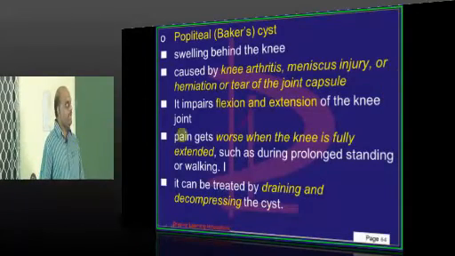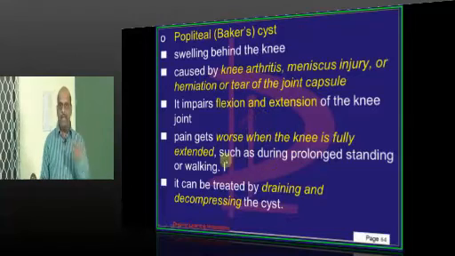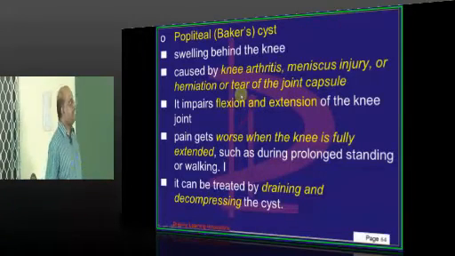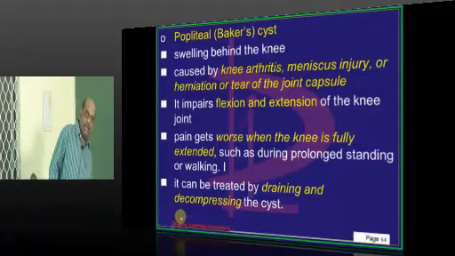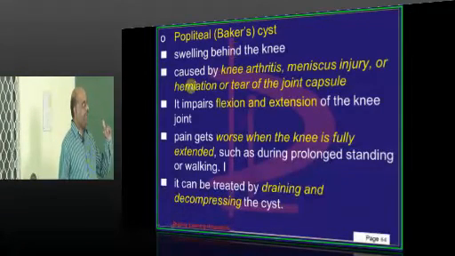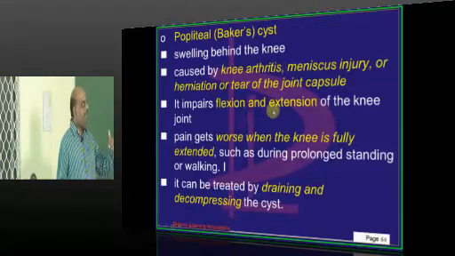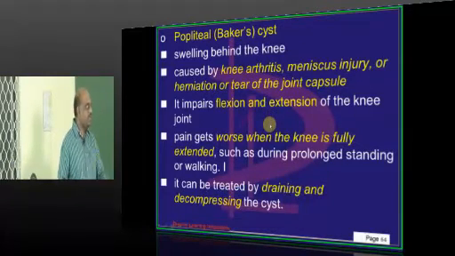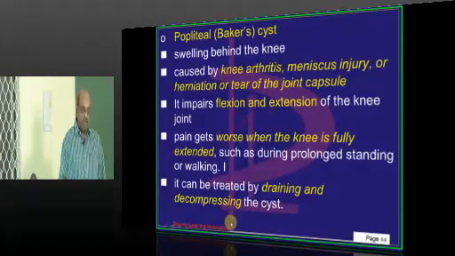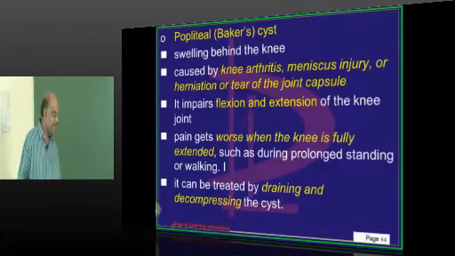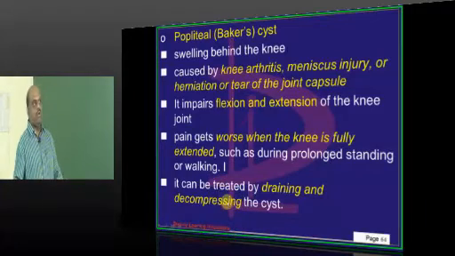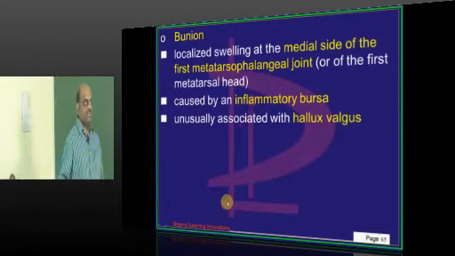Whenever there is any arthritis of the knee or a meniscal injury or a herniation into the joint capsule, there can be a development of a cyst in the posterior aspect of the knee, which is called Baker's cyst, and it basically impairs the flexion and extension of the knee joint. Whenever the knee is extended, the pain becomes worse if there is a Baker's cyst posteriorly, and you can drain that Baker's cyst.